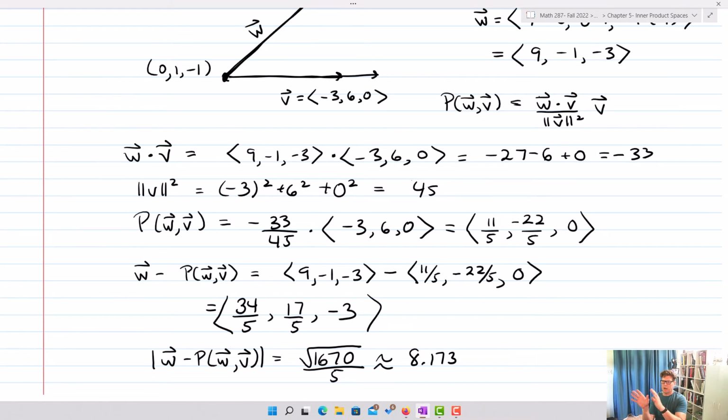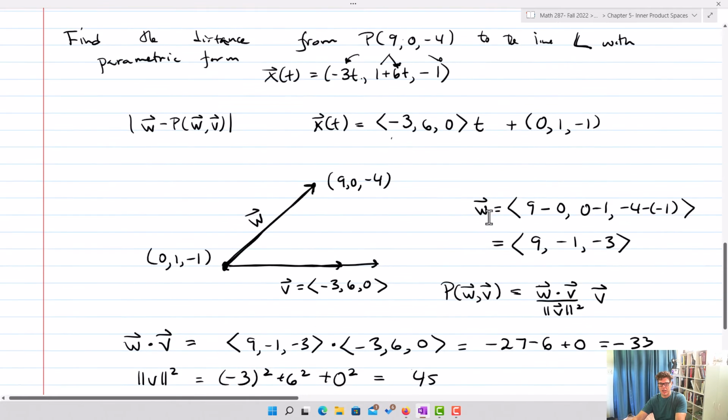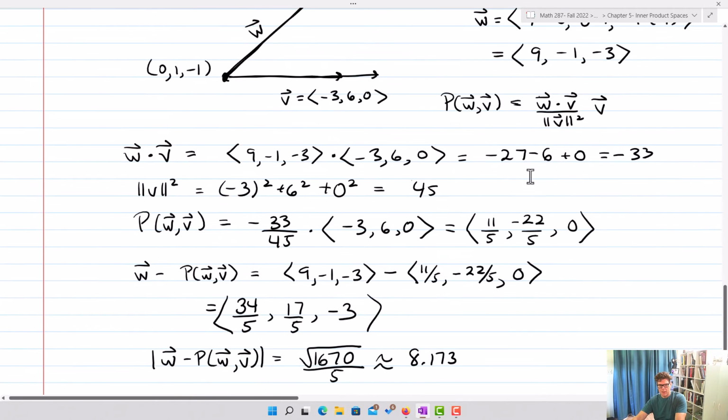but we actually want to understand where the orthogonal projections are coming from. So this is the method that I want you to use. If it comes up on an exam or something like that, you're going to use this method. You're going to find that orthogonal projection, find W, and then use that to find the magnitude of W minus P of WV.